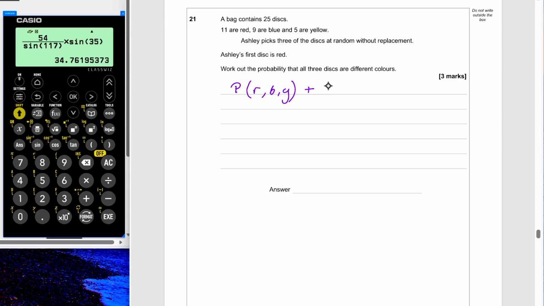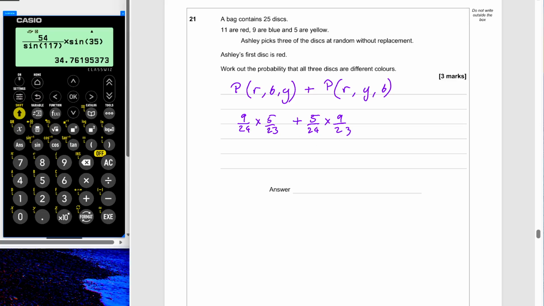Or the other option is the probability of it being red for the first one, which we've got to assume has happened, yellow, then red. Then blue. We've already picked red, so it's the probability of picking blue after having picked red, which would be 9 out of 24, times by the probability of picking yellow, which would be 5 out of 23, plus the probability of picking, after having picked red, a yellow, which would be 5 out of 24, times by 9 out of 23.